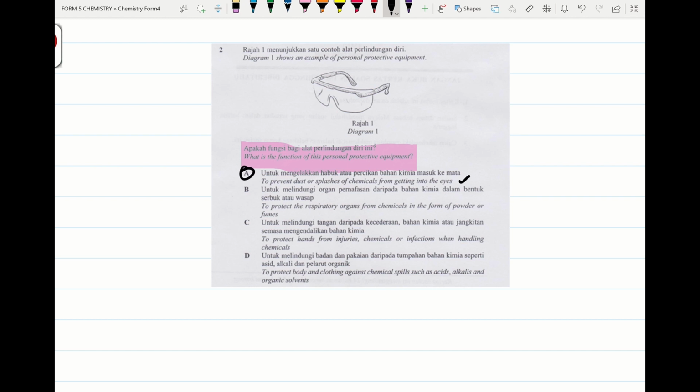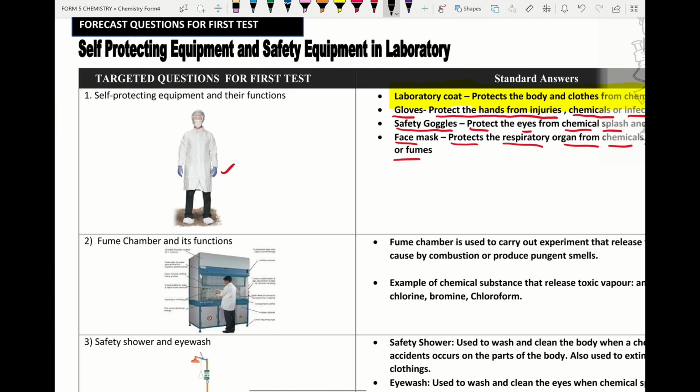So we check answer number B. To protect the respiratory organ, that will be face mask. To protect the hand from injuries, that will be gloves. To protect the body, that is lab coat. So this is the answer. Students must remember. We move on to the next one.